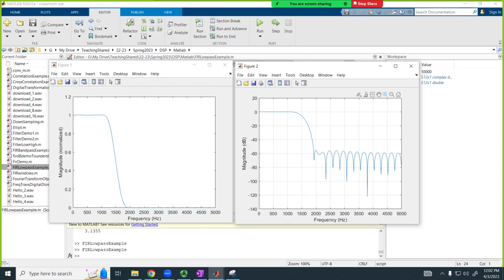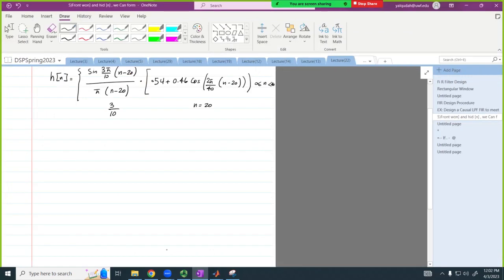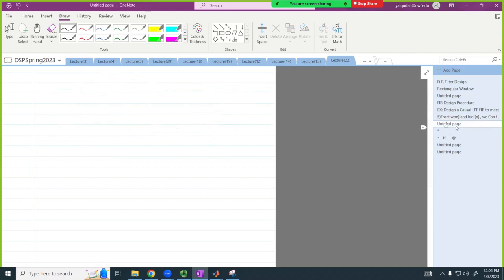Okay, let's do another example. In this example, we're going to design a causal band pass filter according to the following specs.